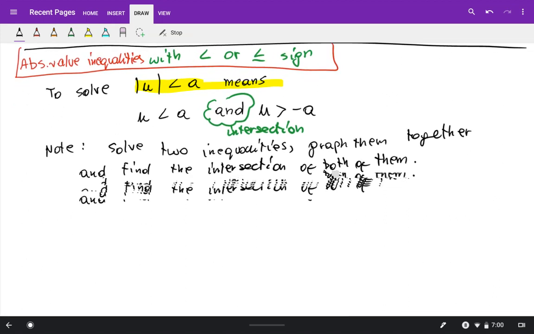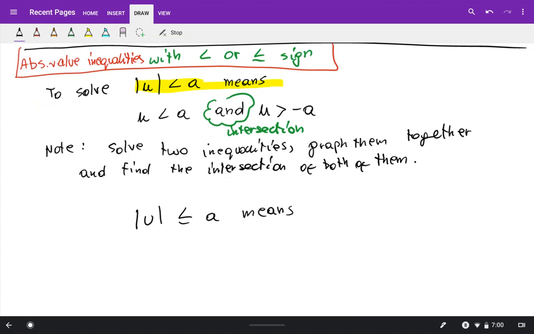Okay, and you will do exactly the same thing if you have to solve the absolute value of u is less than or equal to a. That means that u is less than or equal to a and u is greater than or equal to negative a. So like you see the second inequality, just remember that less than matches with the word and, which is the intersection. Okay, so and stands for intersection.